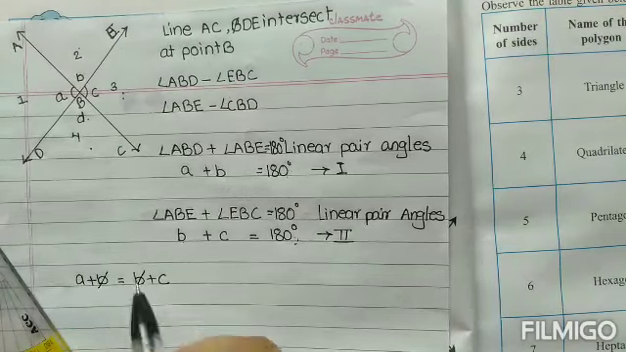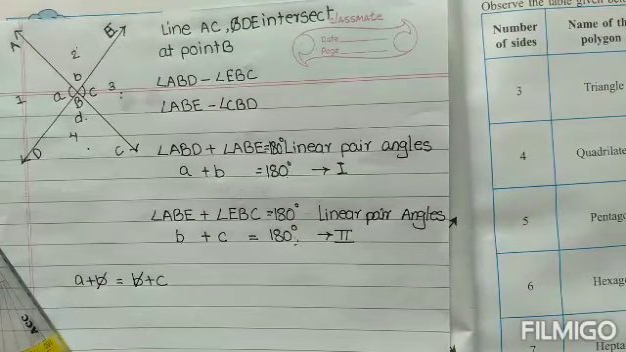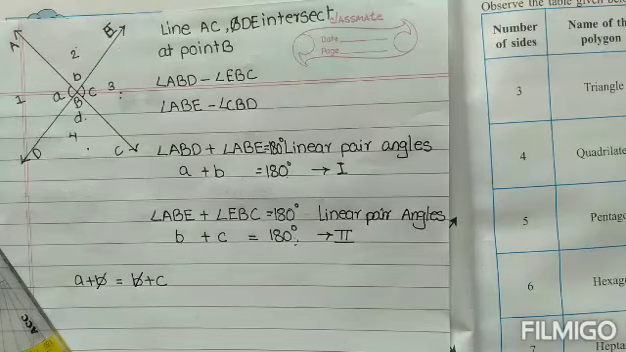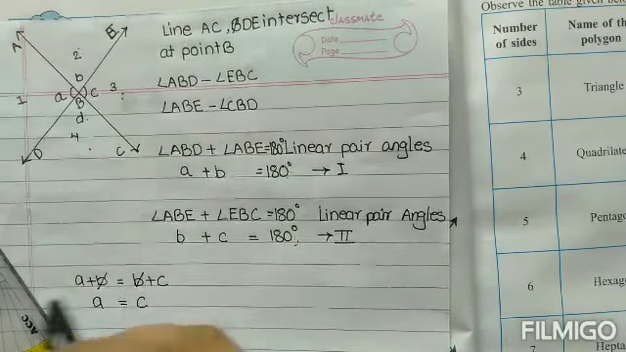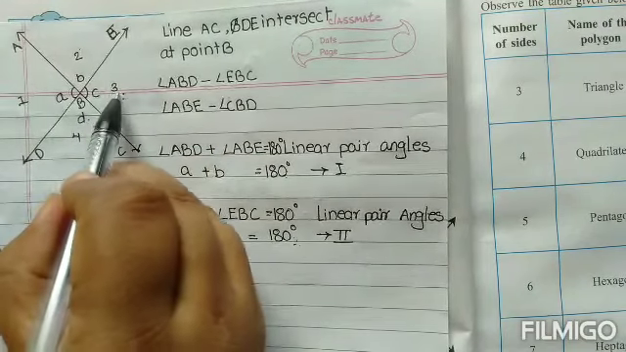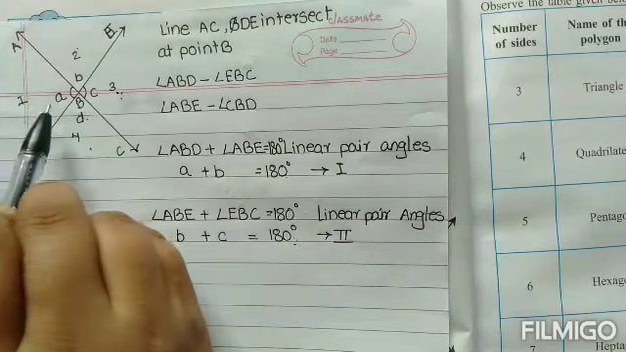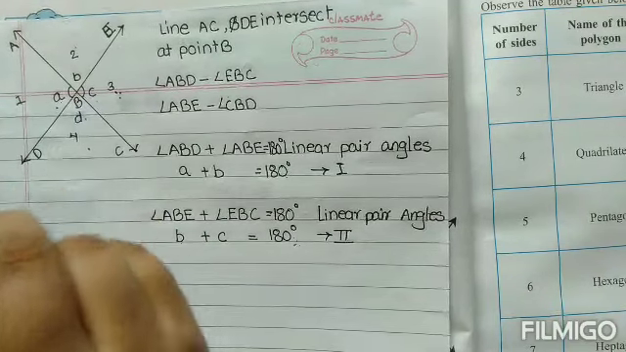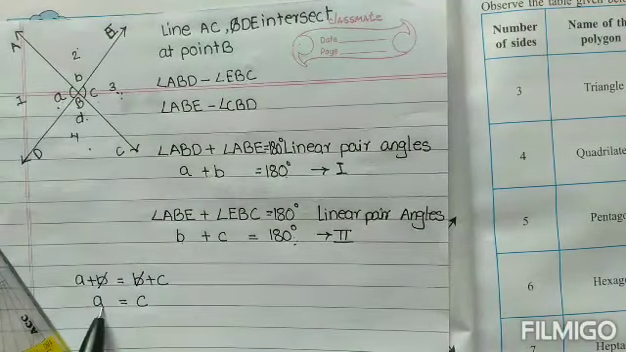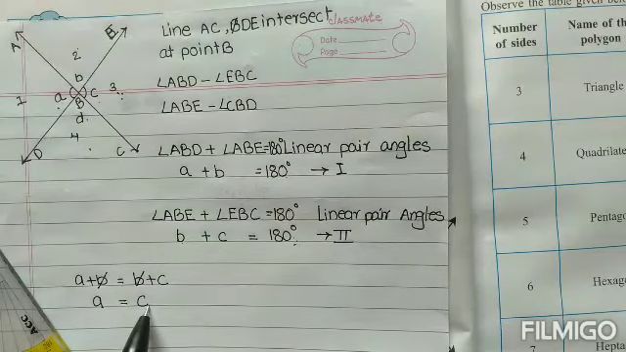So from this, B and B cancel. Same value, so it cancels. So what remains? A is equal to C. A is equal to C. What is the measurement? A is equal to C, which means the measurement of A is equal to the measurement of C.